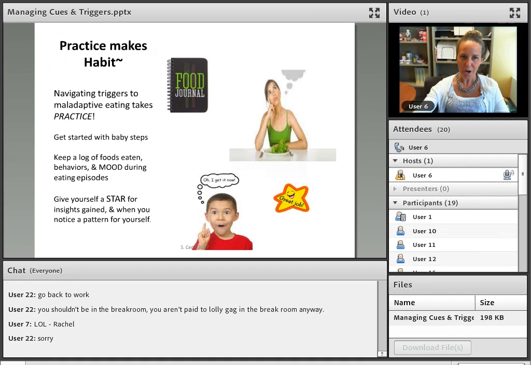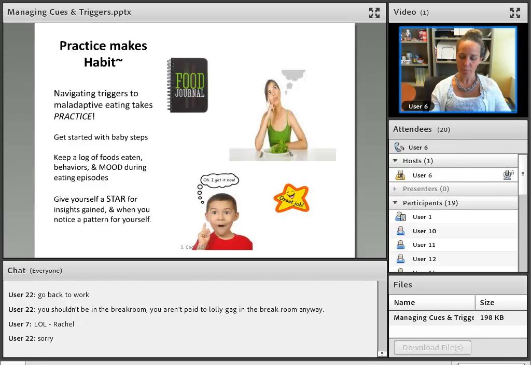So practice makes habit. It's really important that you plan ahead so that you become aware of what your triggers are, so that you know in advance, okay, I'm going to be going to this Christmas party. I should eat beforehand. I need to make sure that I've got enough sleep the night before, that I'm hydrated, that you're managing a lot of your triggers and in a position to make the best choices while you're there.